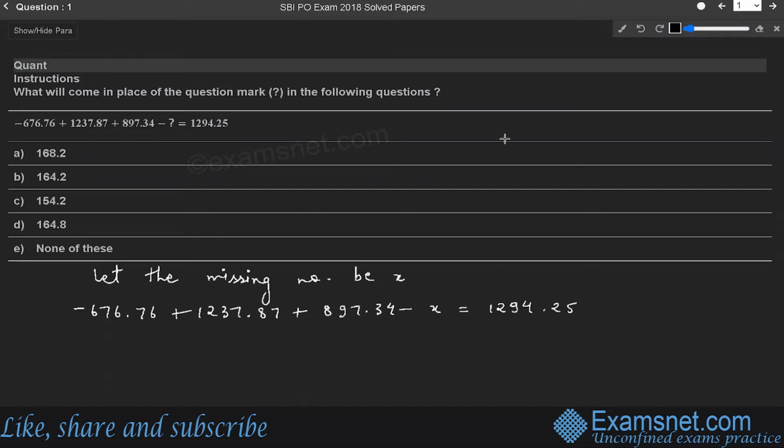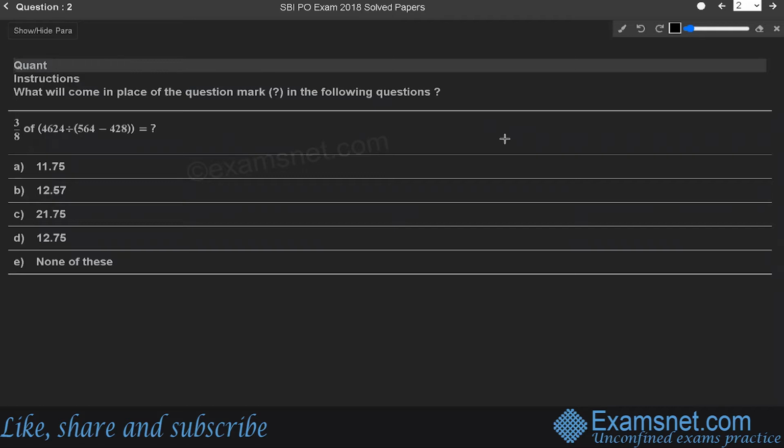1294.25. So it will be 1458 minus 1294.25 is equal to x. So x will be equal to 164.2. Therefore, we can say that in place of the question mark, the number will be 164.2. Hence, option B is the correct option for this question.